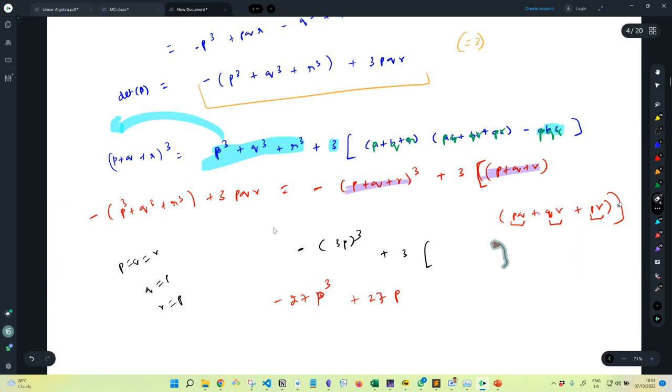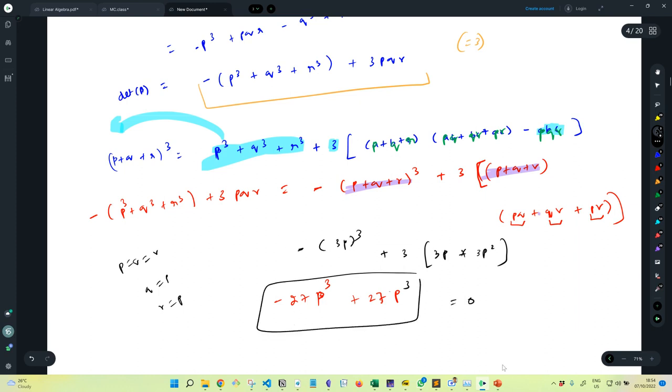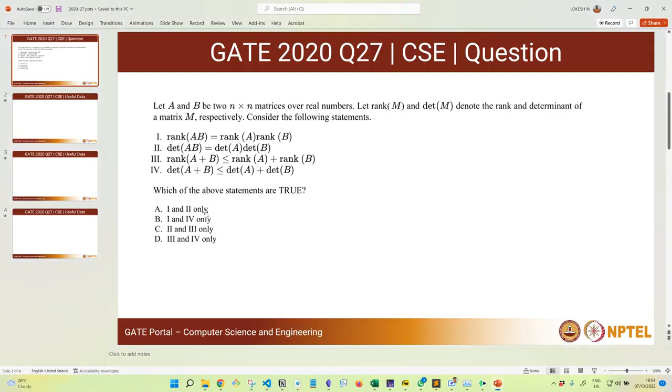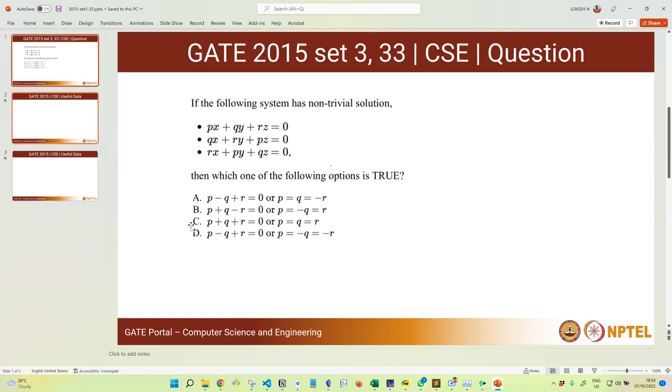So basically here you will get 3 into 3P into 3P square, which is again equal to 27 PQ, right? Basically this quantity and this quantity will subtract and you will get 0. That is why option 3 is correct. Either under the two cases, that is when P plus Q plus R equals 0, the determinant of this matrix will become 0, or when P equals Q equals R, the determinant of this matrix will also become 0.